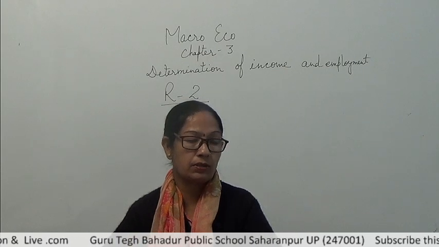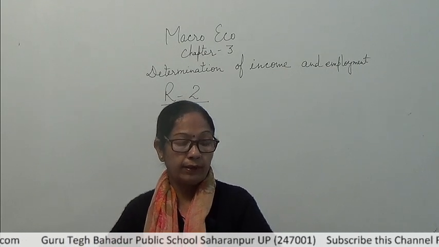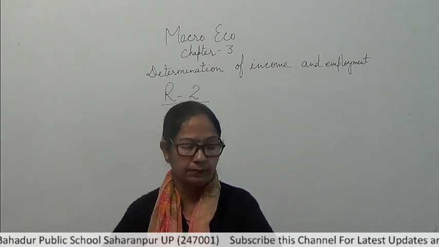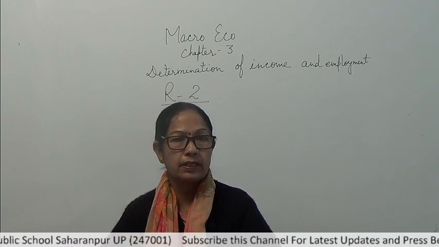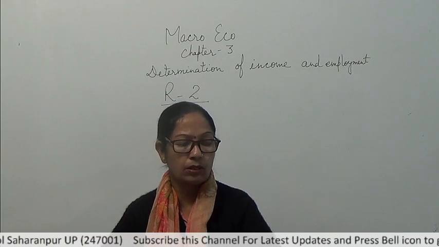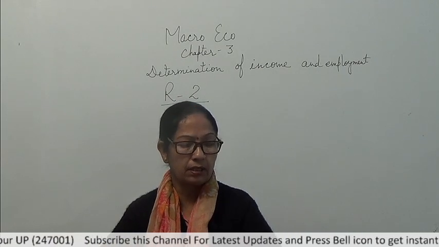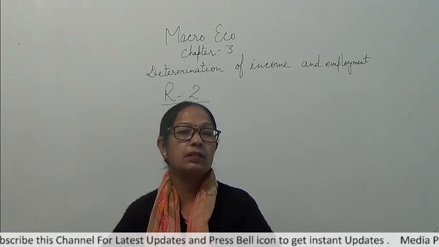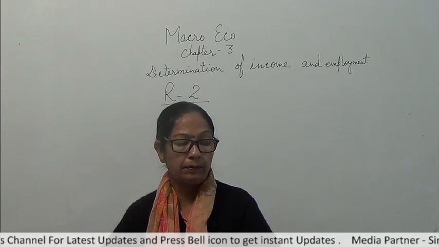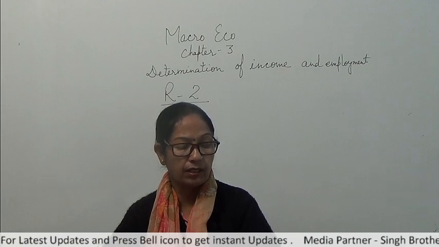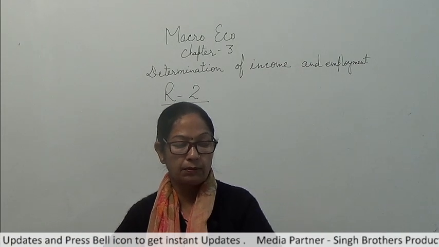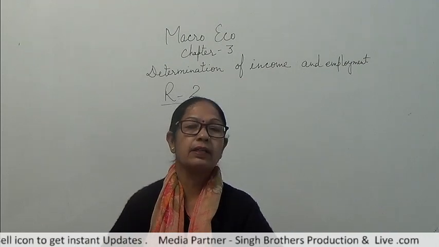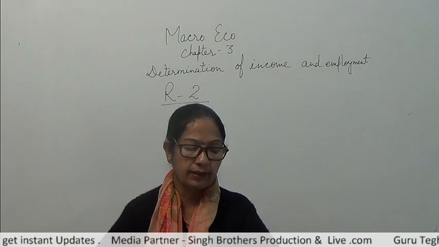MPC, I have told you, that is the ratio of change in consumption due to change in income, is called marginal propensity to consume, or MPC. Its symbol is delta C upon delta Y. Next is MPS. The ratio of change in saving due to change in income is called marginal propensity to save, and symbol is delta S upon delta Y.